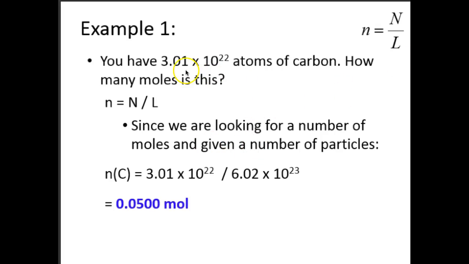So they told us that we had 3.01 times 10 to the 22nd atoms. That goes in the capital N spot. And they told us that we had 6.02 times 10 to the 23rd molecules. That goes in the L spot.